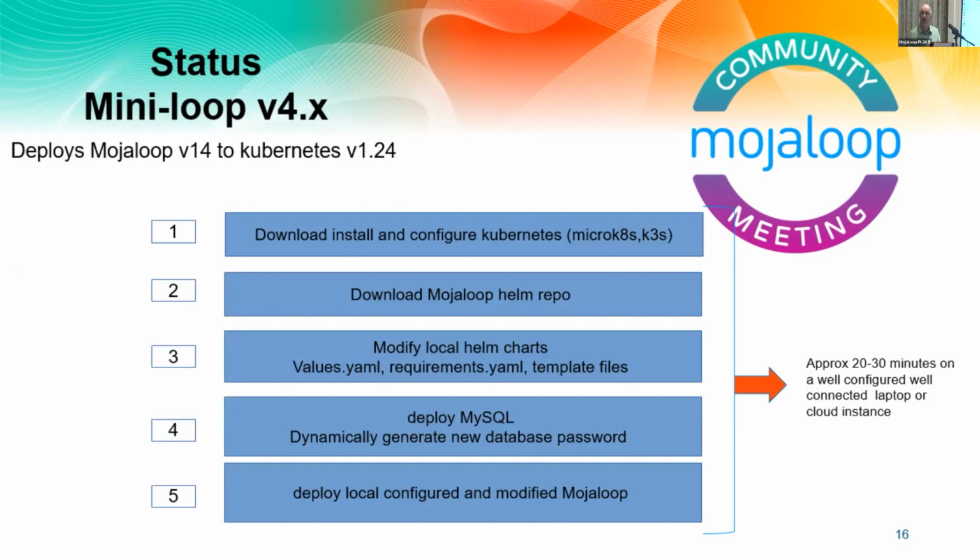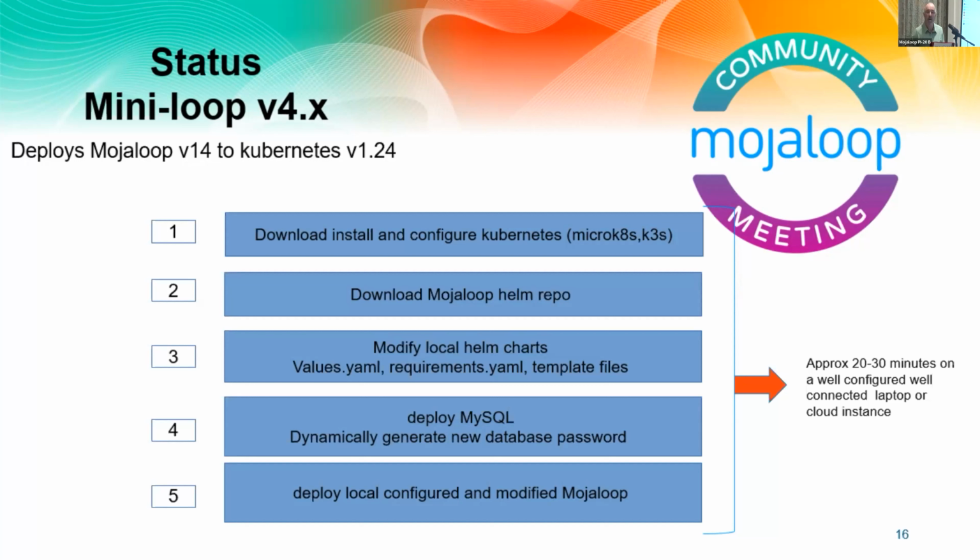It downloads the Helm repo, all the good work that Miguel and Sam and the other developers are doing. It modifies the charts locally. It's doing that for 1.24 of Kubernetes right at the moment. So we have a code base that is very difficult to deploy on 1.24 right at the moment. We're fixing that with 14.1 and with version 15 of Mojaloop, but you can already run it today because it does the configuration for you with Miniloop.